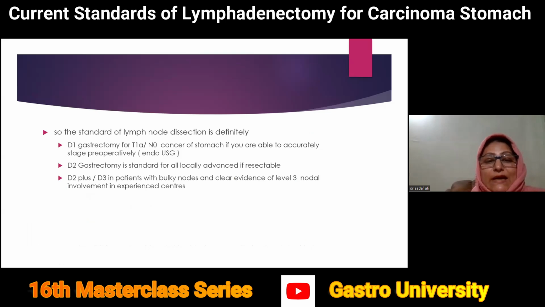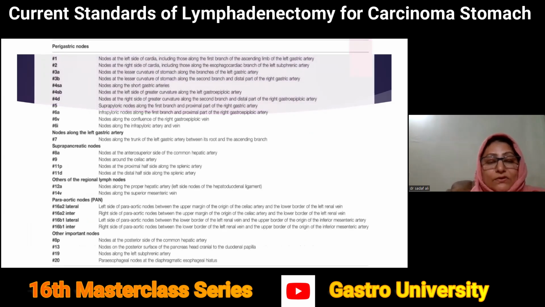So the standard of lymph node dissection now is definitely D1 for early disease, T1A and 0, and anything beyond would require D2, D2 plus, and D3 is for bulky nodes, and once there's a clear evidence that there are lymph nodes at level 3. So just a brushing up for the knowledge of students.